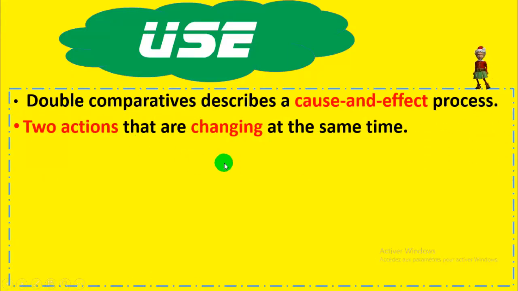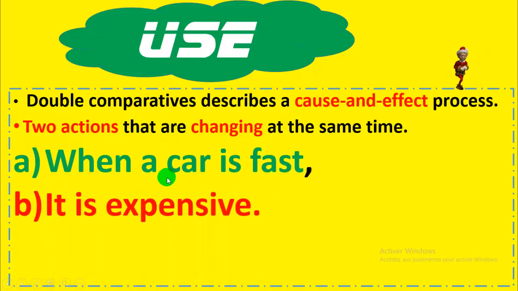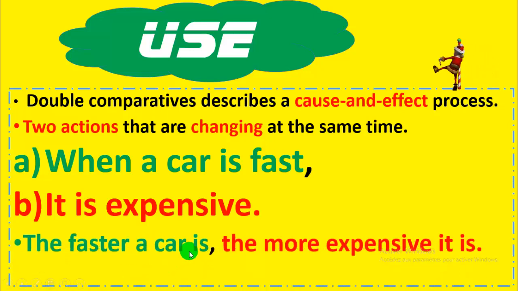Use. Double comparative describe a cause-effect process, two actions that are changing at the same time. When a car is fast, it is expensive. Quand une voiture est rapide, elle est chère. Plus la voiture est rapide, plus elle est chère. Donc, ces deux actions-là vont ensemble. Elles augmentent ensemble ou bien baissent ensemble. So, the faster a car is, the more expensive it is.